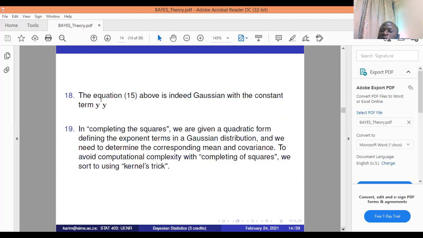So in completing this square, we are given a quadratic form defining the exponent terms in the Gaussian distribution, and we need to determine the corresponding mean and covariance. So we want to find the corresponding mean and covariance for the posterior distribution of the parameters. And we want to avoid computational complexity when we complete the squares. So to avoid that, we use what we call the kernel trick. The kernel trick. And how is that?